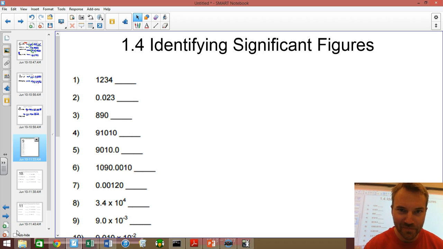Welcome, physics friends, to today's 1.4, identifying significant figures. Today we're going to be talking about how you add and subtract quantities, multiply and divide quantities in science. It's completely different than math.